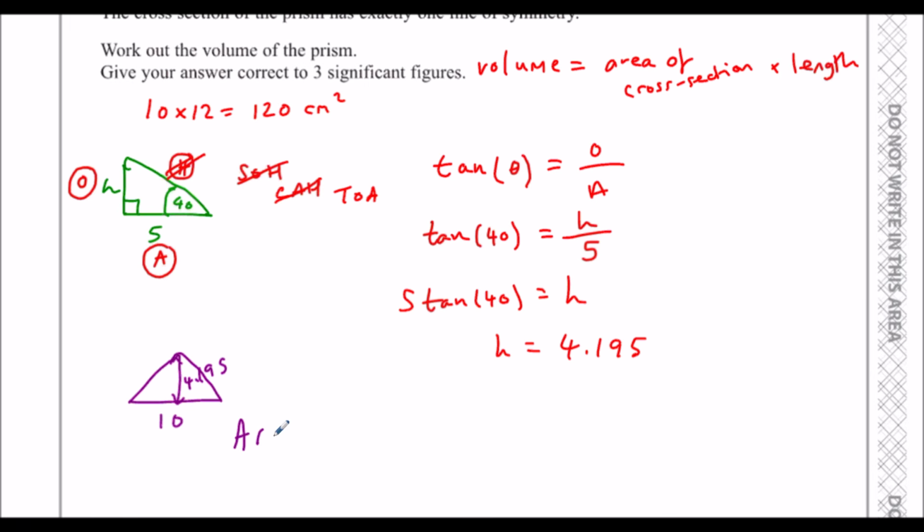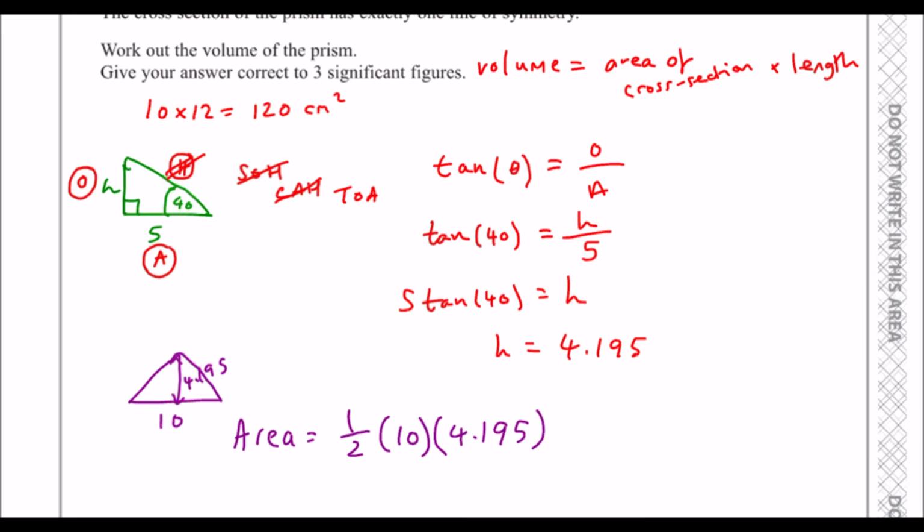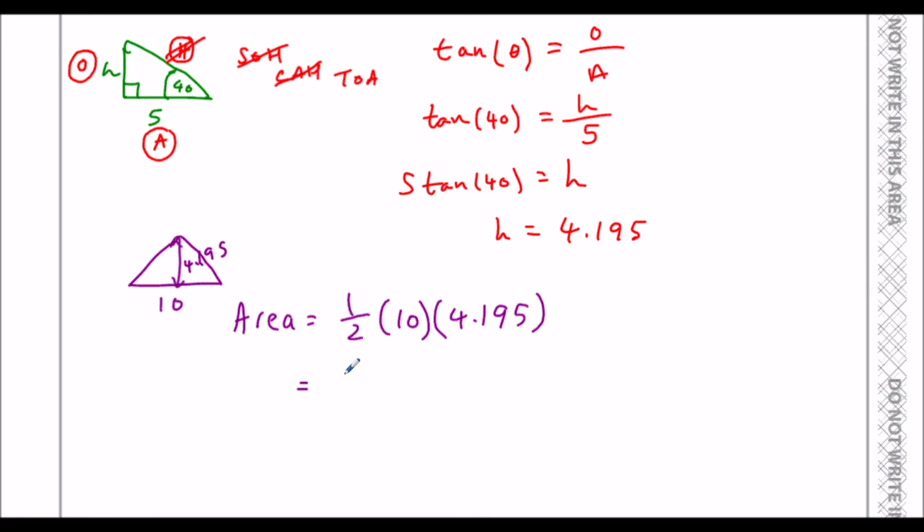So the area is half times 10 times 4.195. So half times 10 times my last answer. Half times 10 times answer is 20.977 and so on. Again, I'm leaving that in my calculator.